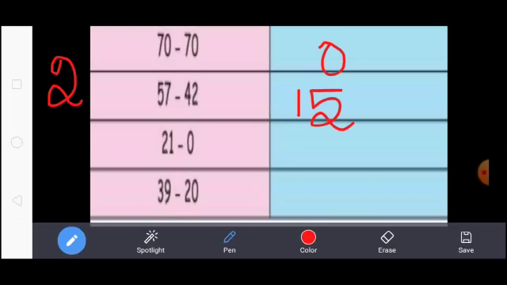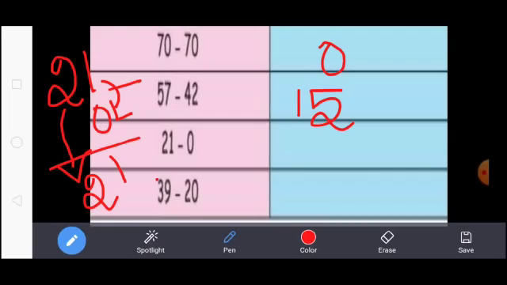Next one, 21 minus 0. First you do subtraction in ones place. 1 minus 0, 1. Here number not given, so here write 2. So answer 21. 21 minus 0 equal to 21.